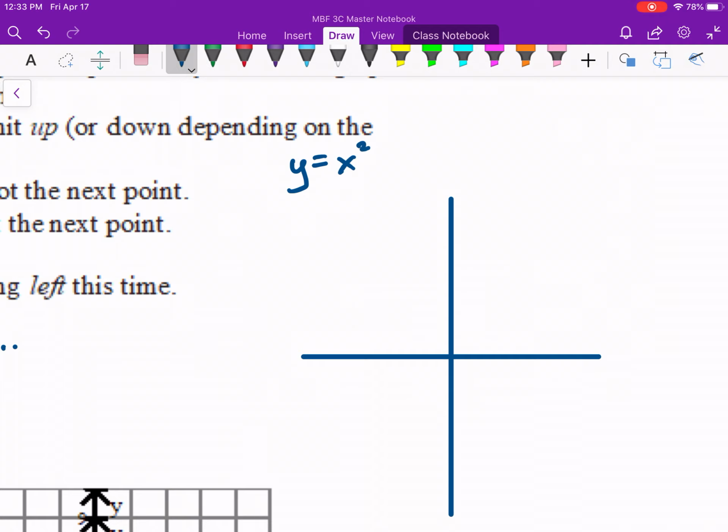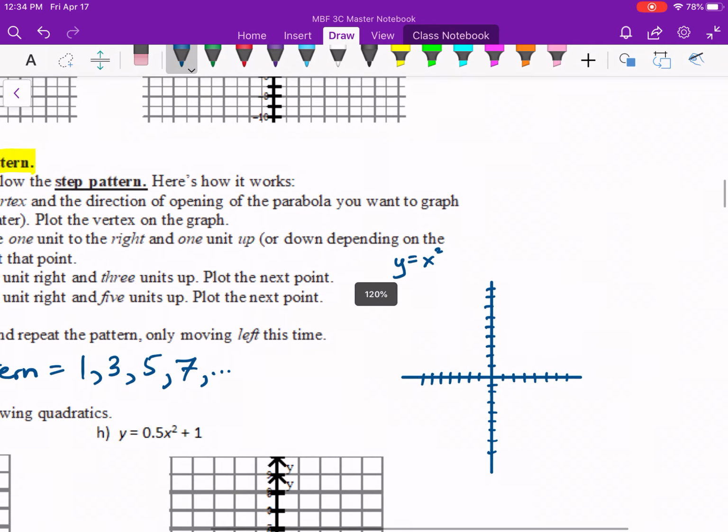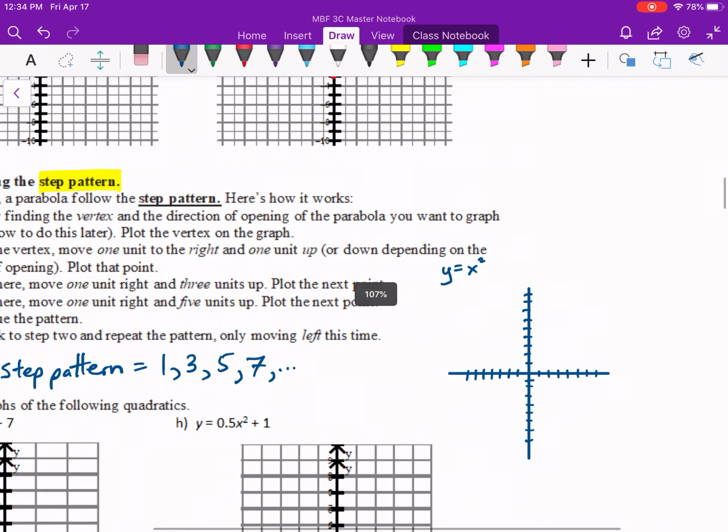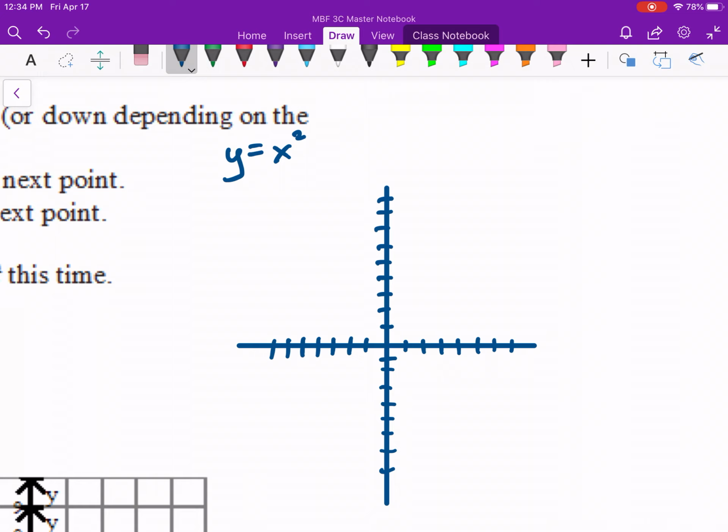So I'm going to have to estimate my grid lines. All right, so I know that this one's not going to go below the x-axis, so that's why I didn't worry about those grid lines at first. But anyway, here's how I can graph something. So start by finding the vertex. The vertex is going to be, we start at 0, 0. For a basic graph, the vertex is always 0, 0.